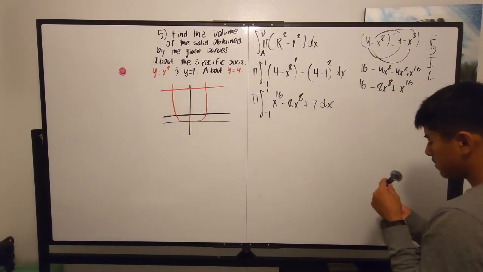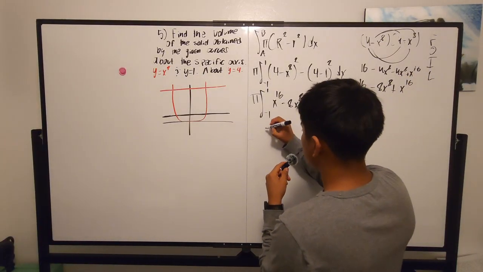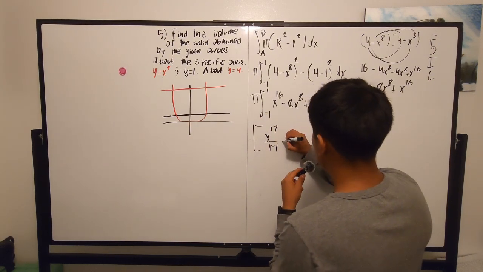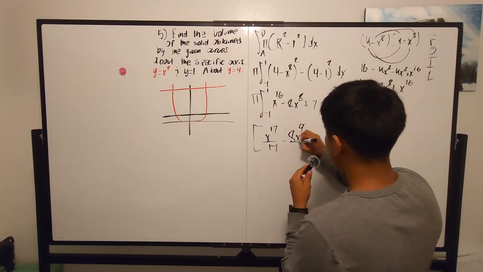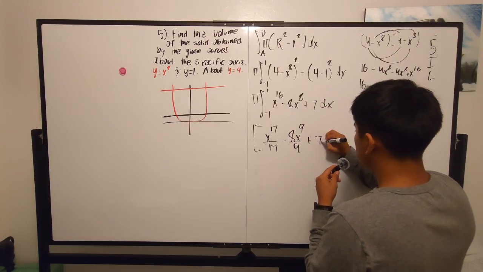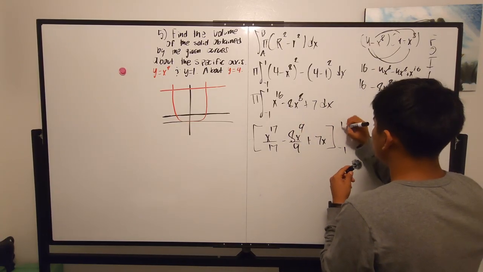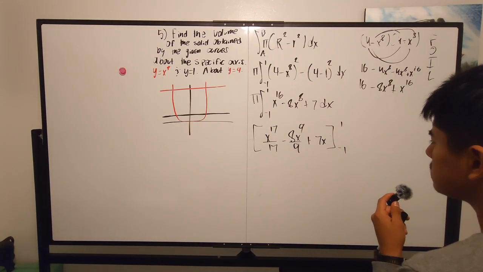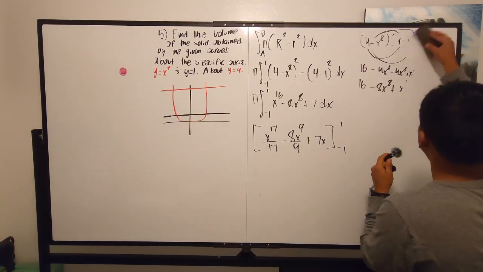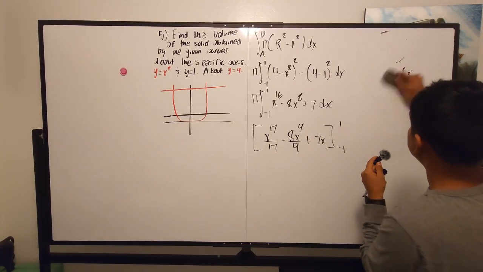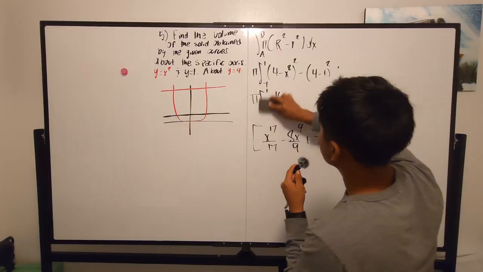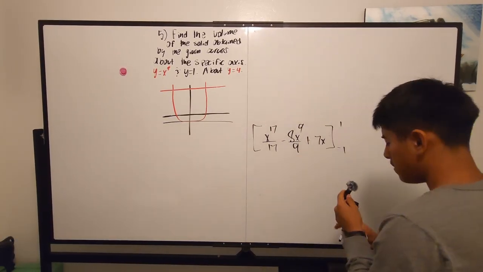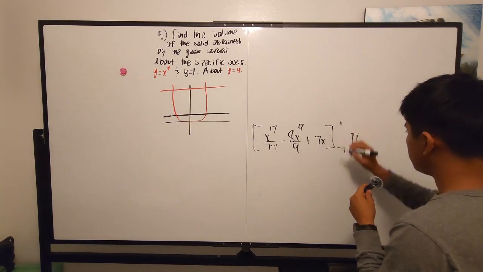And now this is just going to be a basic reverse power rule. So we have x to the 17th over 17 minus 8x to the 9 over 9 plus 7x evaluated from -1 to 1. This is not going to be a bad evaluation. Like, it's not going to be crazy, so I'll go ahead and do it. And again, I forgot to mention that we're multiplying that by pi.